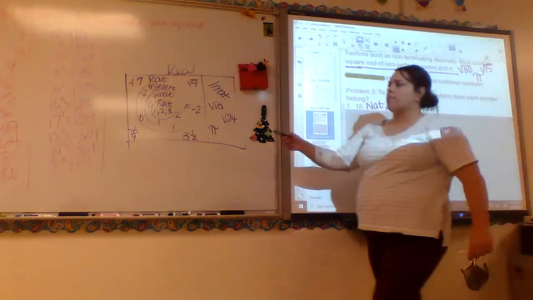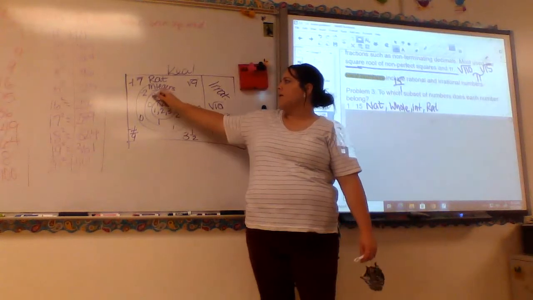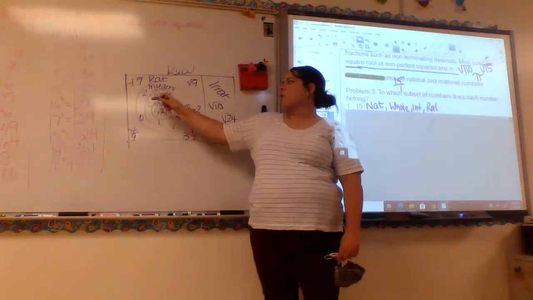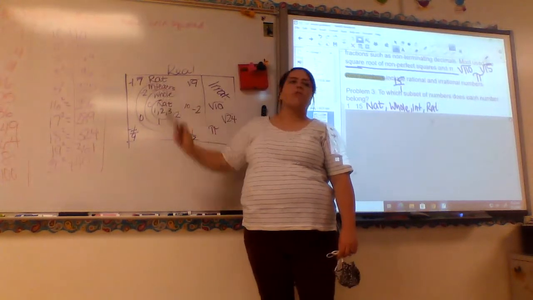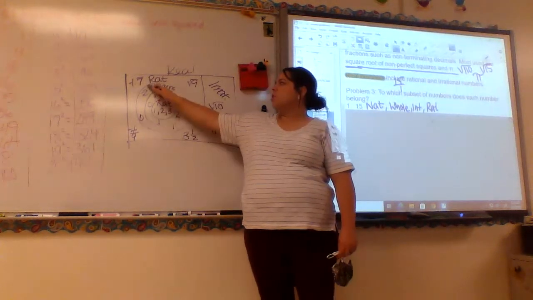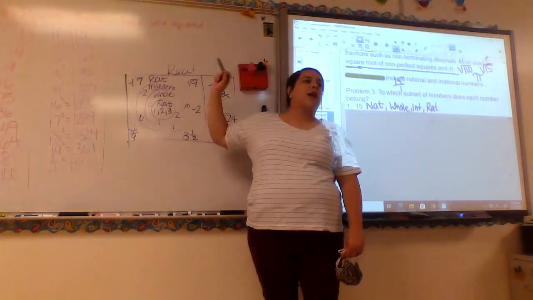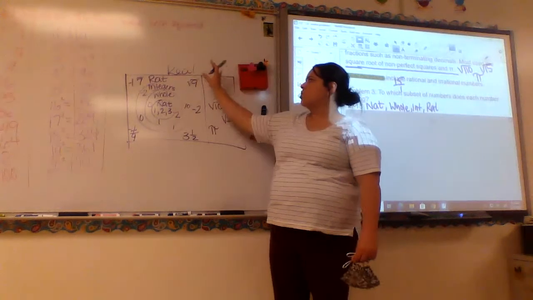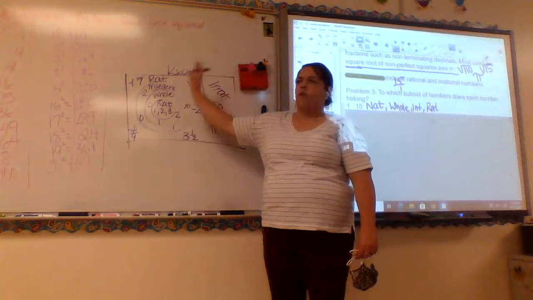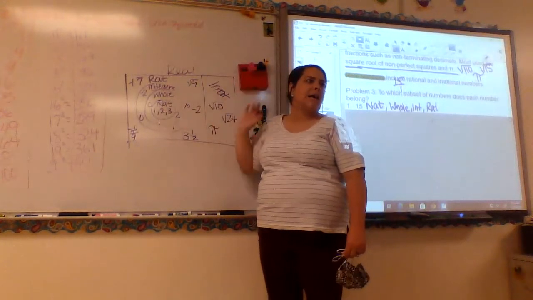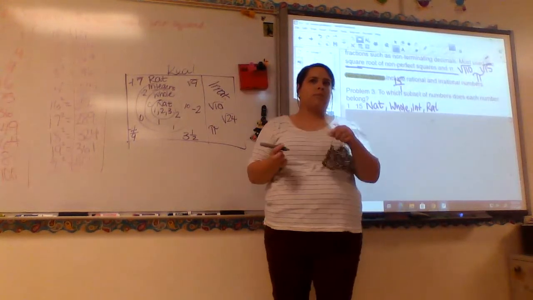So that's what I'm talking about. If you're natural, then you're automatically whole, integer, rational. If you're a whole number, you're automatically an integer and a rational. If you're an integer, you're automatically rational. But if you're rational or any of these other ones, there's no way that you could be irrational. If you're in this side, you're in this side. That side you cannot be in. You can only be in one of them.